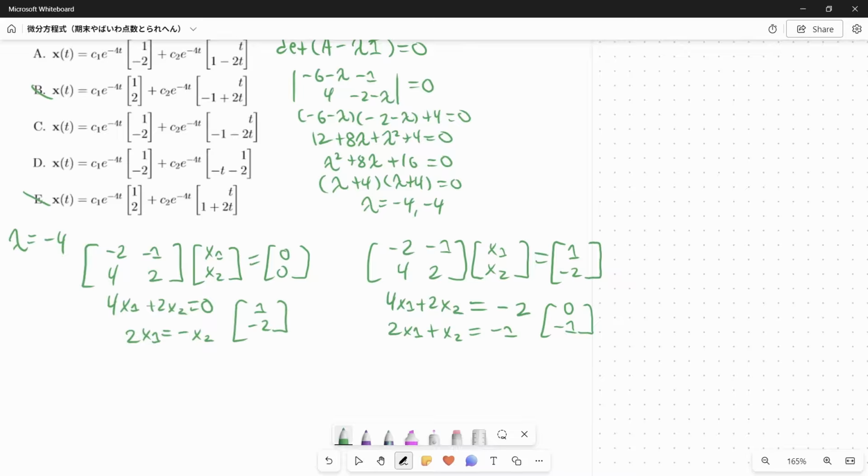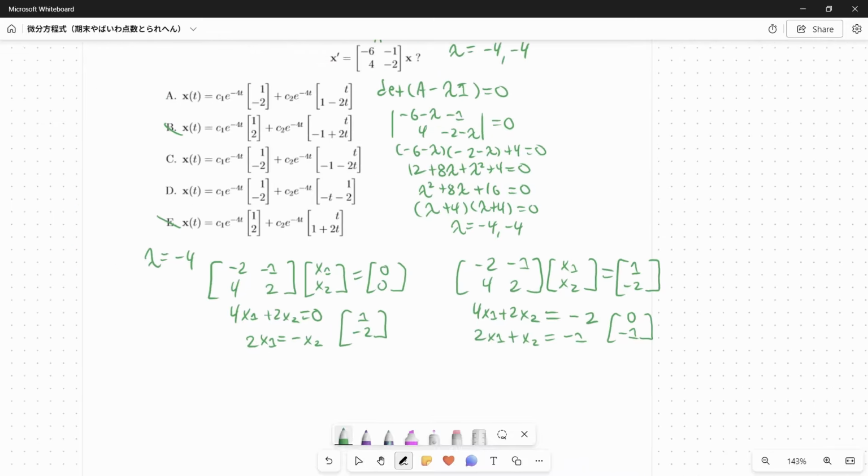The next thing we have to do from here is come up with our solutions. Our first linearly independent solution is simple. It's the same process as in a normal case of normal eigenvalues, where you just have a constant times e to its eigenvalue of negative 4t times its corresponding eigenvector of 1 and negative 2.